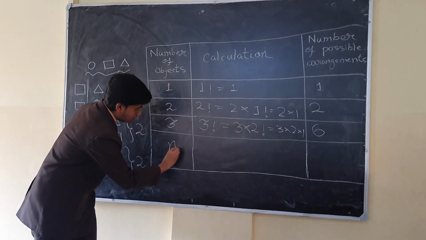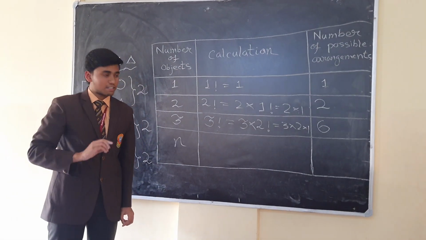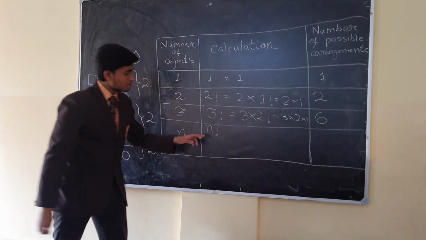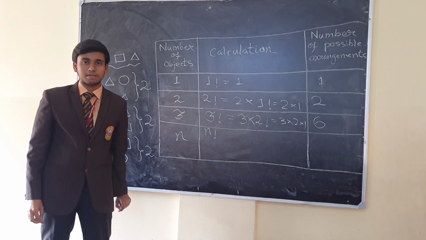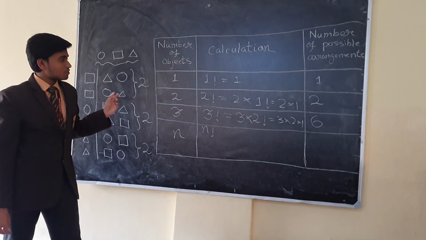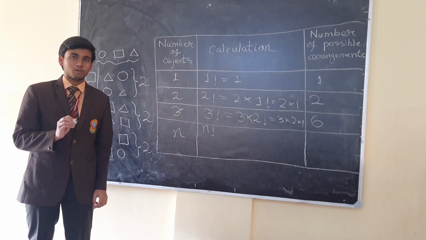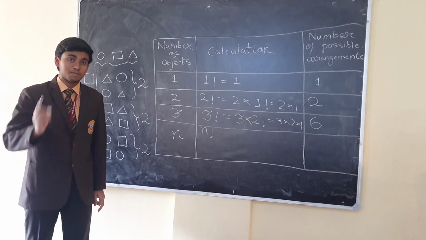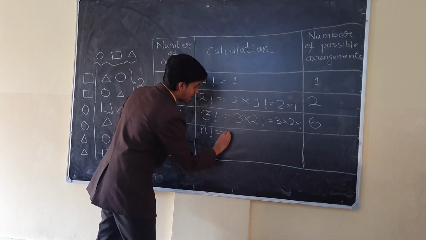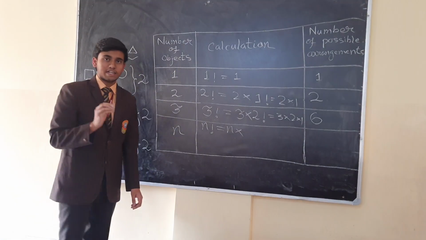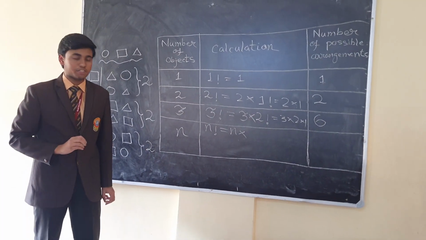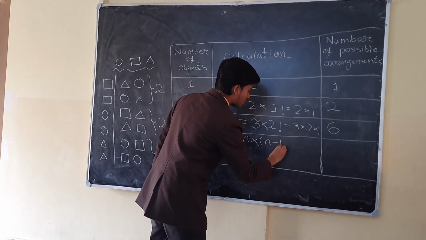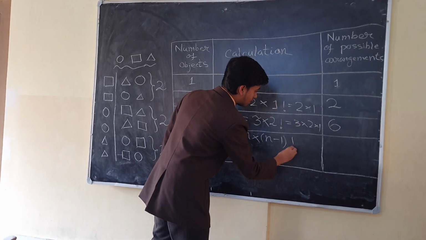In case of n number of objects, to arrange n objects in a specific order, I can find the value of n factorial. This value will tell me in how many ways n objects can be arranged. From our experiment, we have seen that to arrange a certain number of objects, we have to multiply the number of objects by the possible arrangements with the remaining objects. In n factorial, I can write it as n into the number of possible arrangements with the remaining objects, that is n minus 1 objects. So n factorial will be equal to n into n minus 1 factorial.